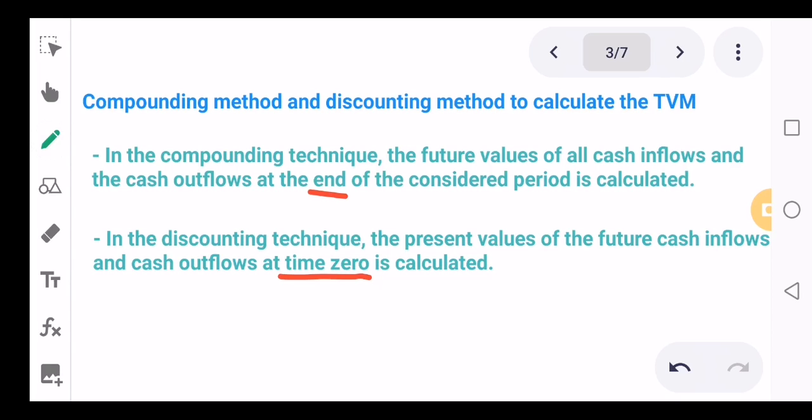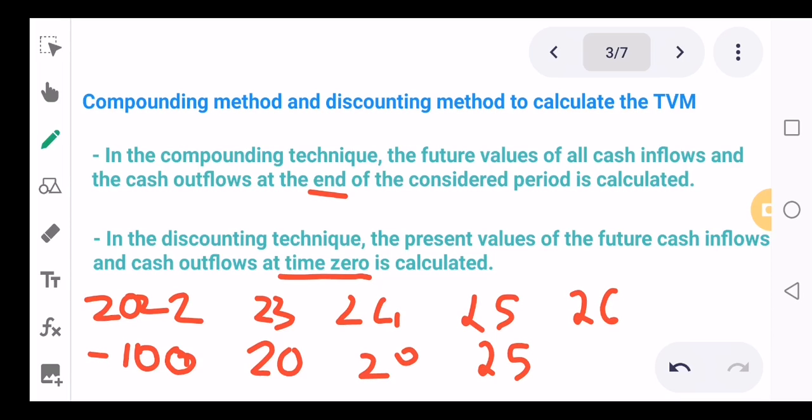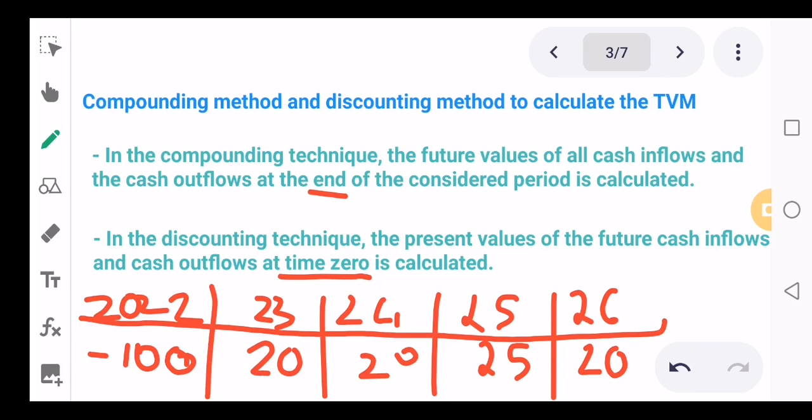Okay, let's take an example. Now let's say in the year 2022, I have invested 100 rupees. I put it as minus because this is my cash outflow. Then in the year 23, I get back 20 rupees. This is my cash inflow. In the year 2024, I get back 20 rupees again. In the year 2025, I get back another 25 rupees. Then in the year 2026, I get back another 20 rupees. Okay, these are the transactions, from the year 2022 to the year 2026.